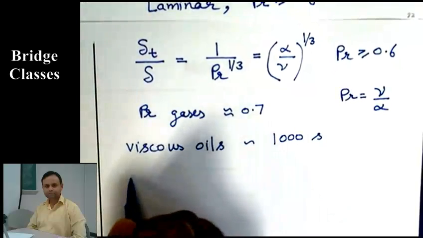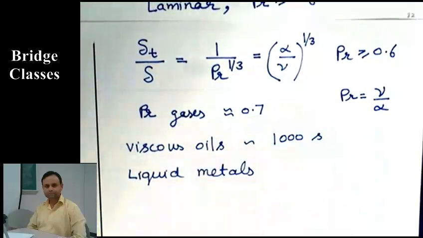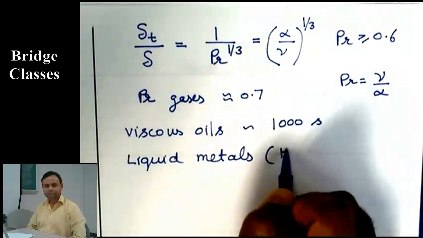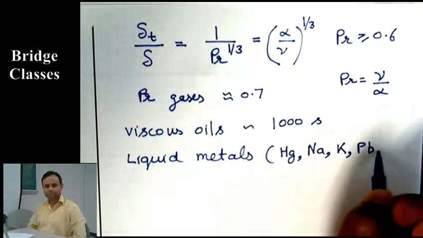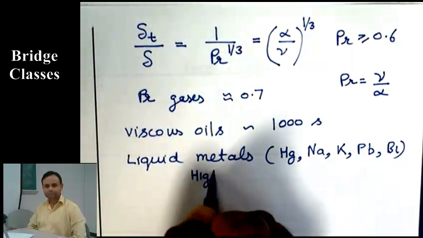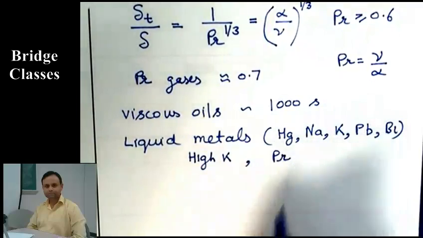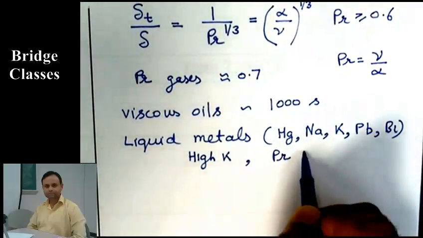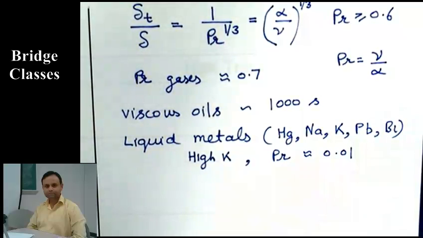Whereas we have liquid metals, and those include, for example, mercury, sodium, potassium, lead, bismuth. All these are liquid metals because they become liquid at relatively low temperature, and they have very high thermal conductivity. Their Prandtl number is very small. I don't have exact numbers, but it is of the order of 0.01. Prandtl number is very small for these.